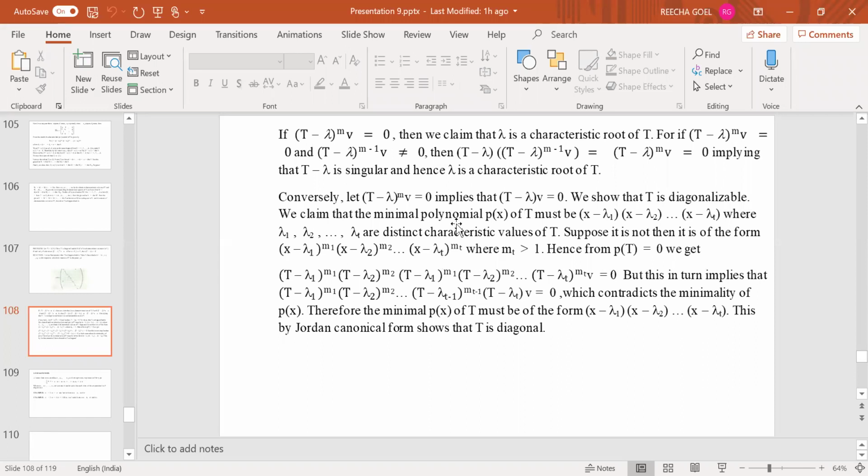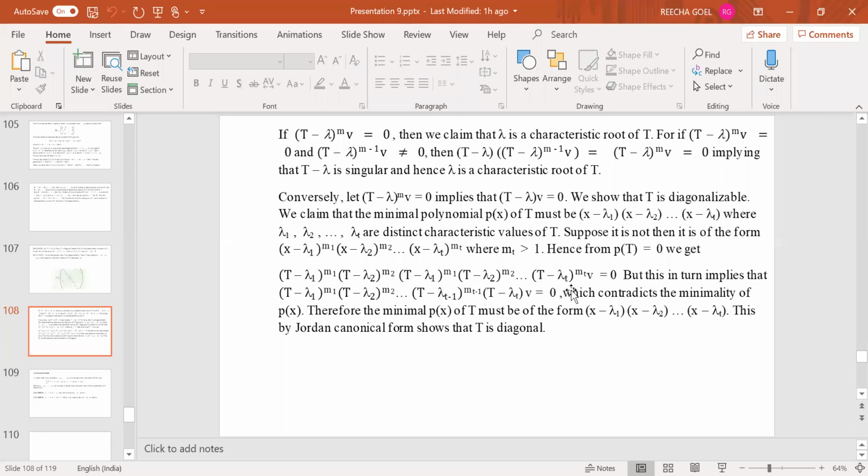Okay, now since p(x) is the minimal polynomial, we have p(T) equal to 0. This implies (T minus lambda 1) raised to the power m1, (T minus lambda 2) raised to the power m2, ..., (T minus lambda t) raised to the power mt should be 0. Sorry, there was a slight mistake in writing here, so it should be m3 etc. Okay, but what does this show?